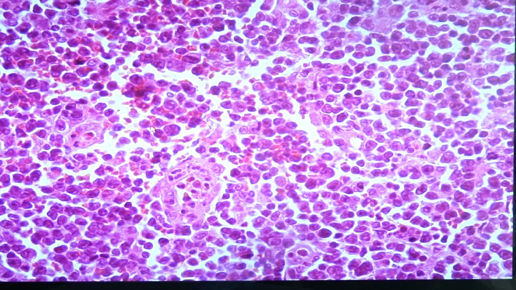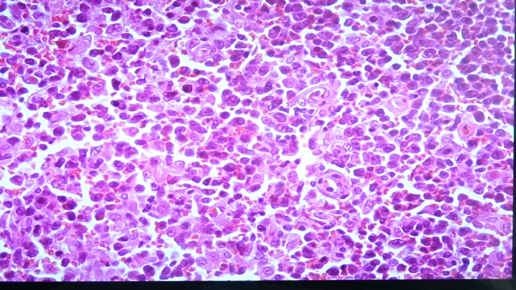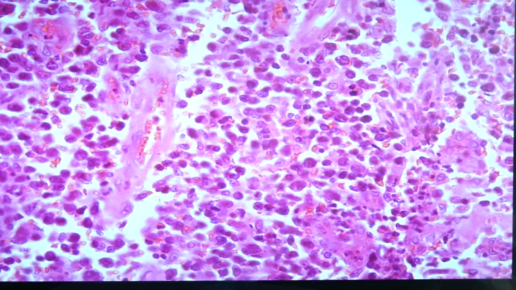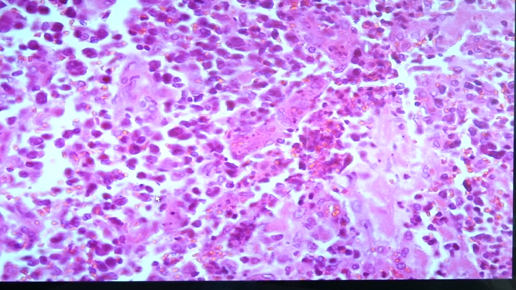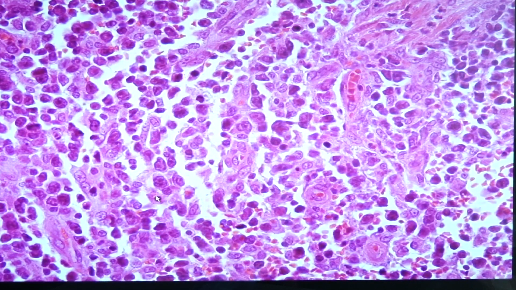So these cells would show enlargement of the nucleus. Okay, they can have vesicular nuclei. They can have prominence of the nucleolus. They can have multinucleation. Here, this one you have prominence of the nucleolus, irregularity in the nuclear membrane, prominence of the nucleolus. In this case, okay.